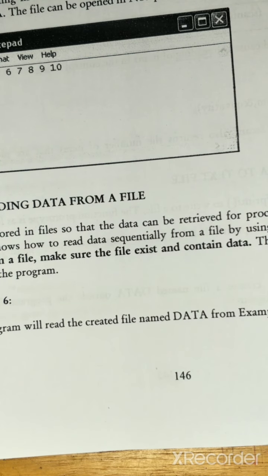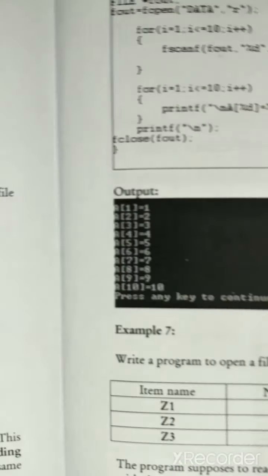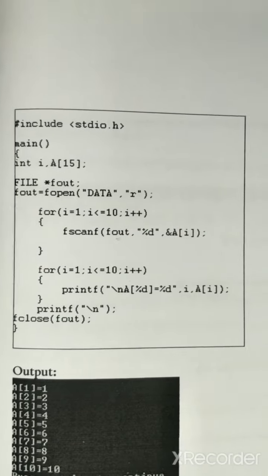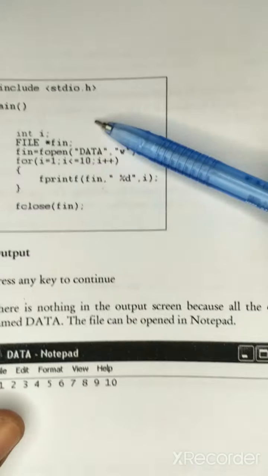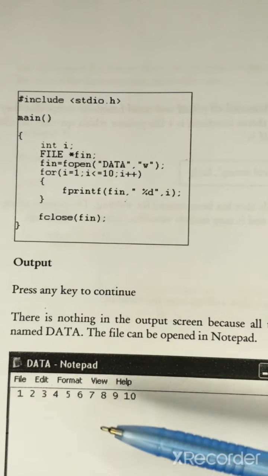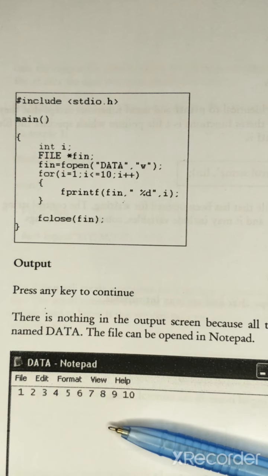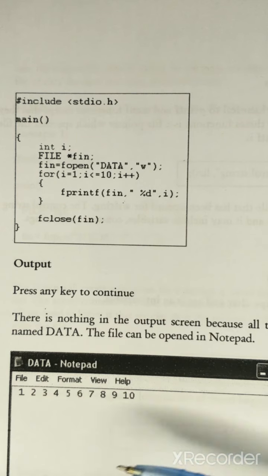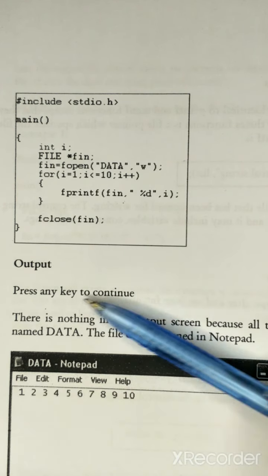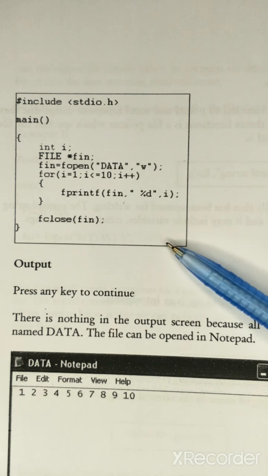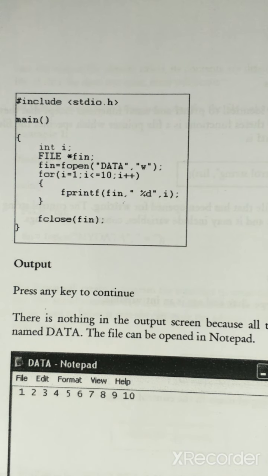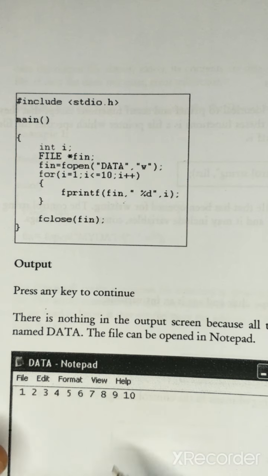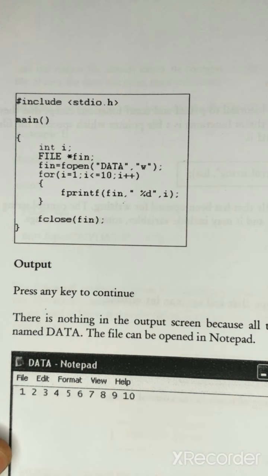In this small program here, in the previous program we created the file and we keyed in the data into that file. Key in here means we generate the data using our program. We did not key in through the keyboard. We generate the data. So this 1, 2, 3, 4, 5 is the generated data through our program.